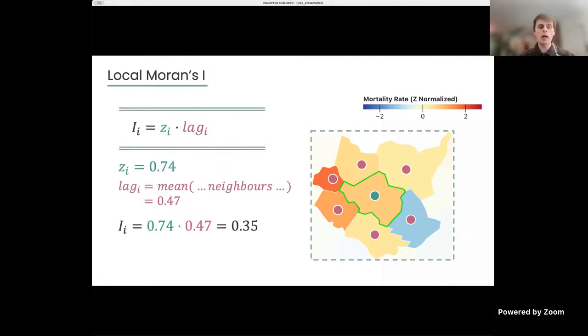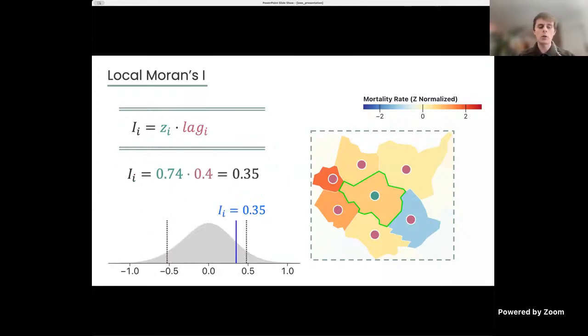So here's an example calculation on this part of the data set we're looking at, giving a local Moran's I value of 0.35. This value doesn't actually tell us much on its own. Because it's positive, it tells us that it's positive local spatial autocorrelation, but the magnitude doesn't mean anything without reference to a distribution. And we calculate this reference distribution using permutations, bootstrapping, and this just gives us something that we can compare the statistic value to see if it's significant.